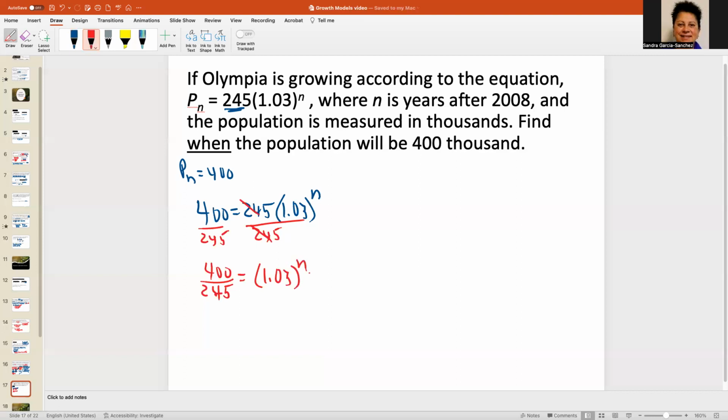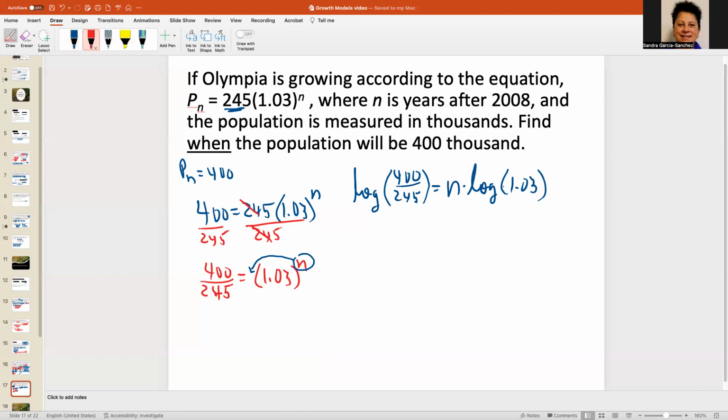Okay. I don't have time to explain all the logarithm properties, but we have a property that allows us to move this exponent here to the front so we can solve the equation better. So to do that, what we're going to do is write log of 400 over 245 equal to n times log of 1.03. Ta-da! Now we have the exponent down so we can solve this.